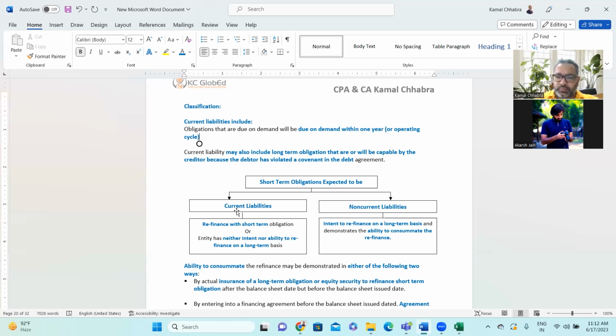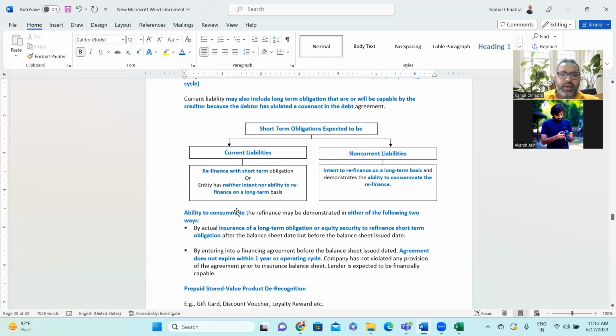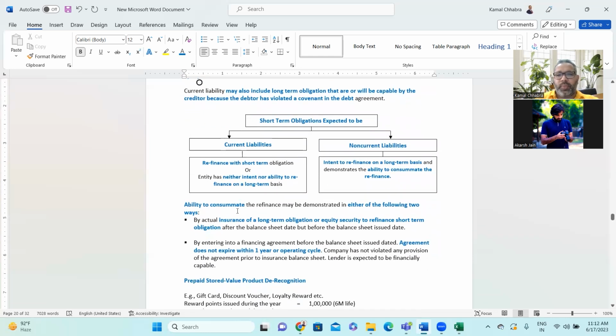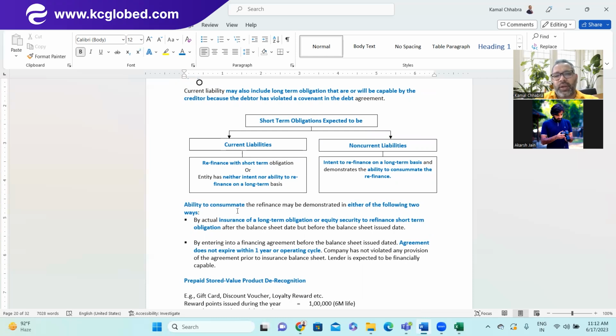Make sense? Yes, sir. So current liability may also include long-term obligations that are or will be callable by the creditor because the debtor has violated a covenant of the debt agreement. So the creditor has a right to receive payment in case the debtor makes any default in the covenant of the debt agreement.